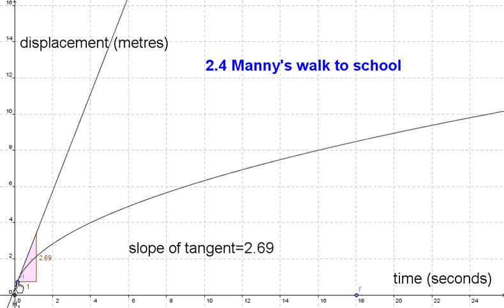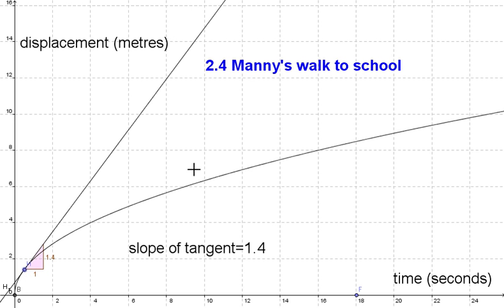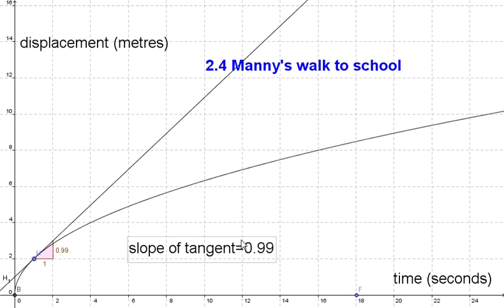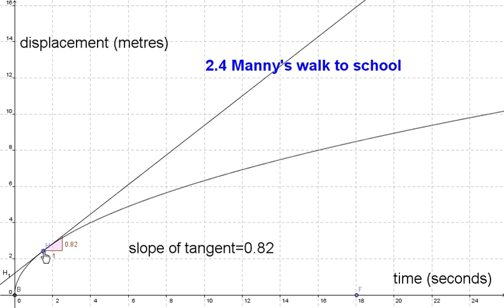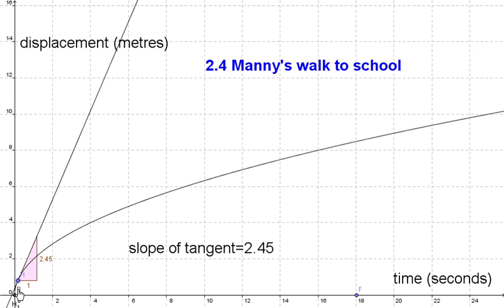But as Manny keeps on walking to school, his distance from home is increasing, so he's getting further and further away from home. As you can see, the graph is going up. His speed, which is given by the instantaneous rate of change, is actually decreasing. Okay, so let's repeat that one more time. You can see the graph is going up, and his displacement, or distance from home, is increasing. He is getting farther and farther away from home.